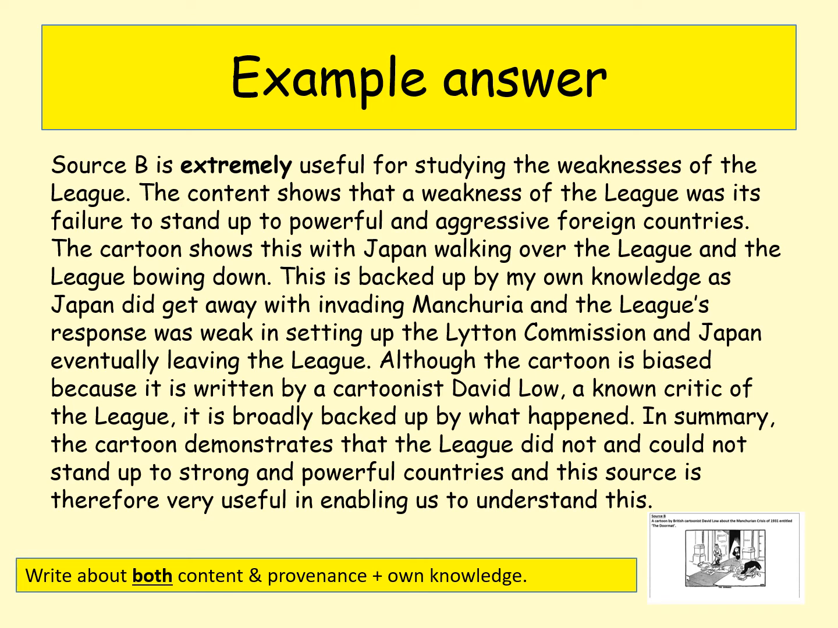This is one for source B, and when you answer this whole question, you need to spend half the time on source B and half the time on source C. So you can see here we're writing about some of the content of the source, and you can have a look at that. We reference own knowledge as well, and then we're talking about the provenance. And just because David Low is possibly biased, and because it's a cartoon he is naturally exaggerating things, it is still a useful source for finding out about the weaknesses of the League of Nations, I would say. So pause that and have a look at that as an example answer.